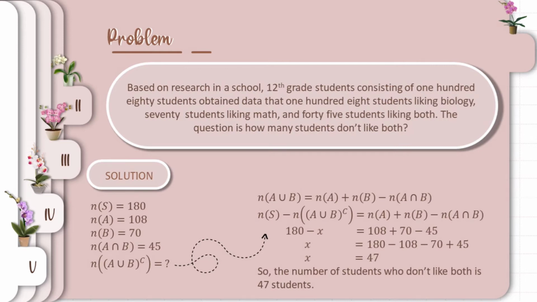So, 180 minus the number of students who don't like both, let's say x, is equal to 108 plus 70 minus 45. So, x is equal to 180 minus 108 minus 70 plus 45. And the result is 47 students. The conclusion is the number of students who don't like both is 47 students.